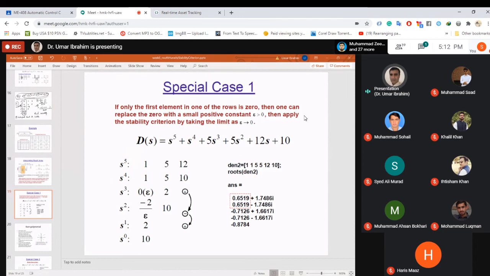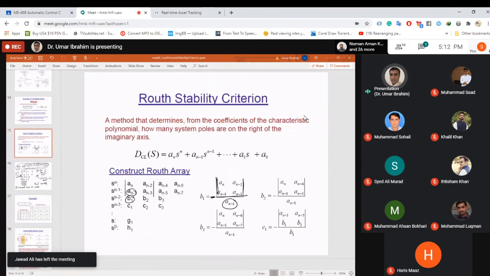Next, there are two special cases of Routh stability criteria. Case number one. We need case number one because in all our calculations, this element is a denominator. In the next calculation, when we are calculating some other term, this will be the denominator. Like we always have a denominator.